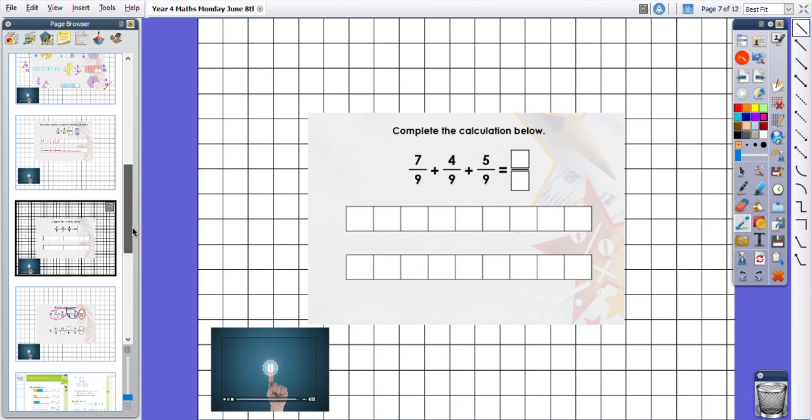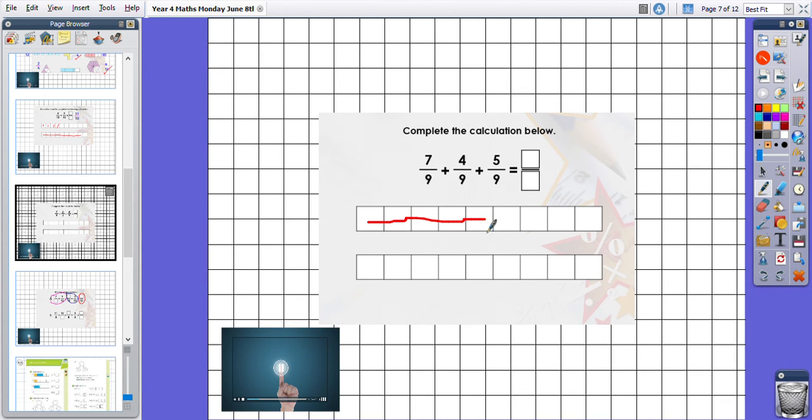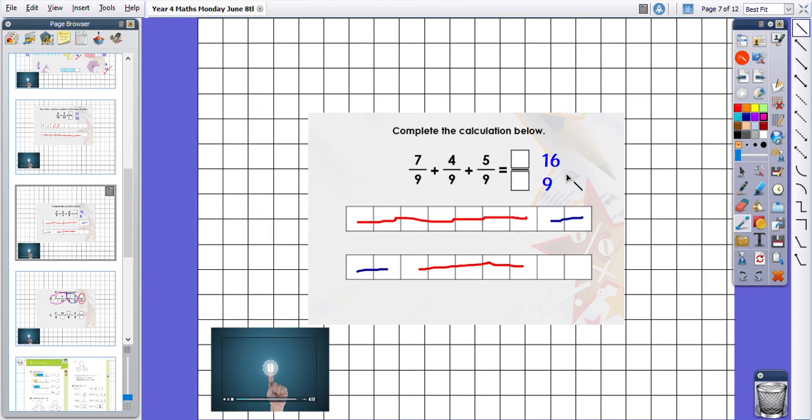Okay, and the next question, complete the calculation below. You could have shaded in 7, 2, 4, 5, 6, 7, and 4, and 5, 2, 3, 4, 5. Okay, so you can see you've shaded in 9, 10, 11, 12, 13, 14, 15, 16. So your answer would have been 16/9. For an extra challenge, could you show that as a mixed number, as a mixed fraction?